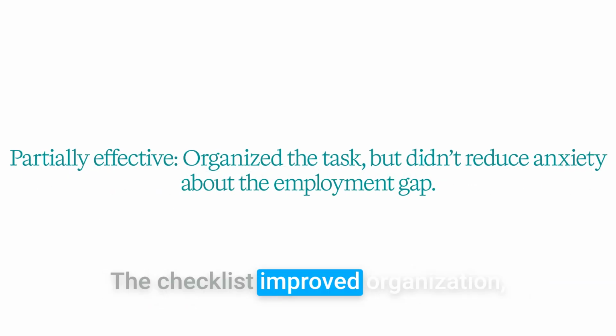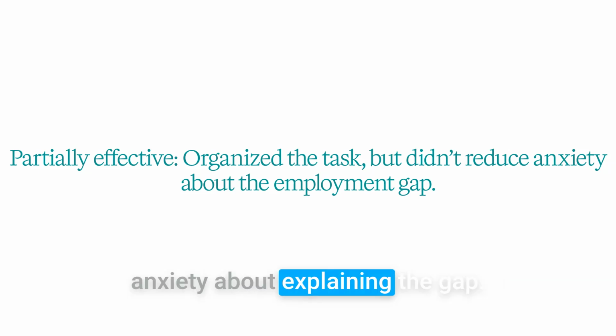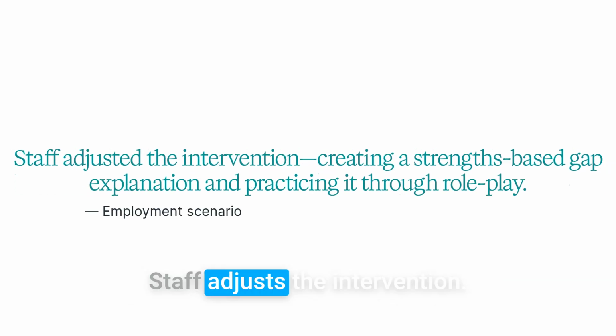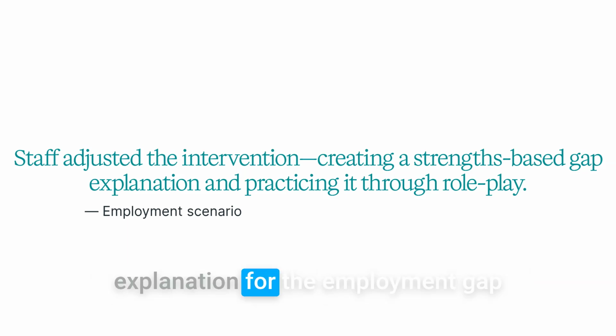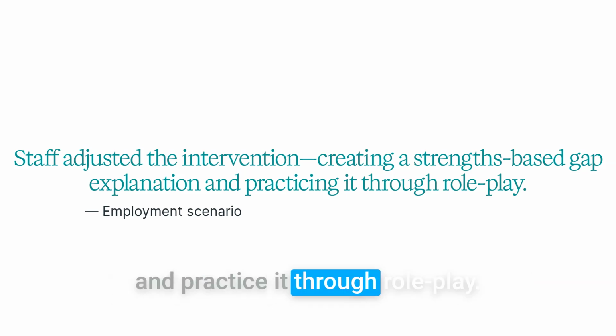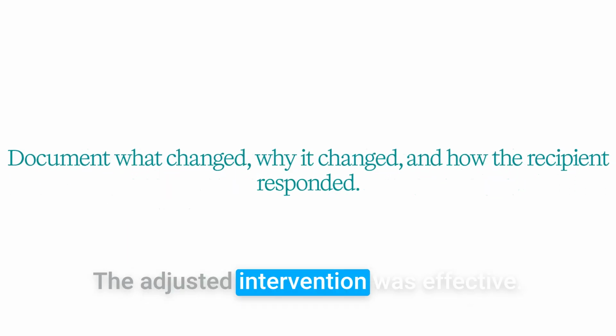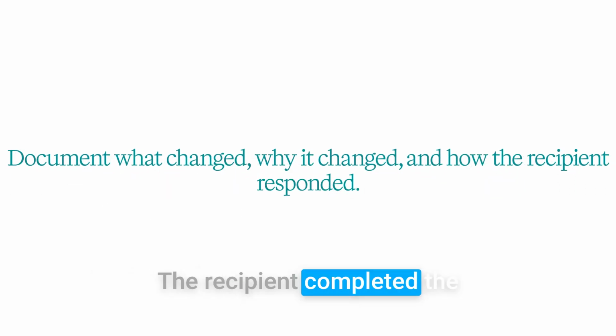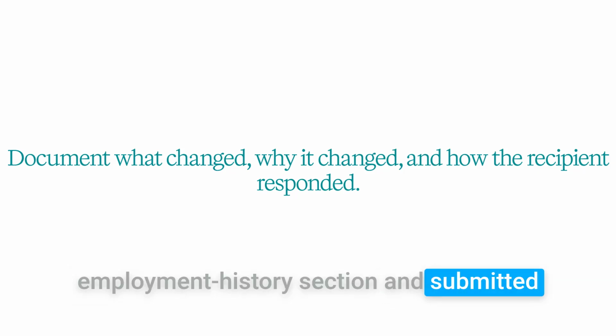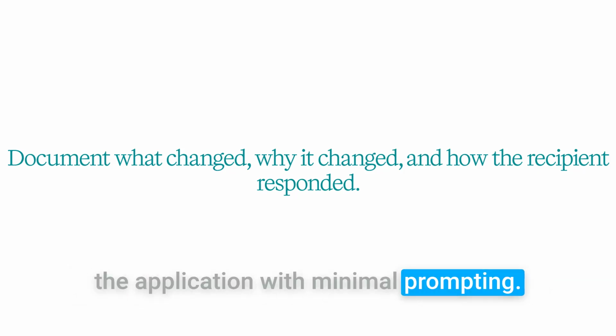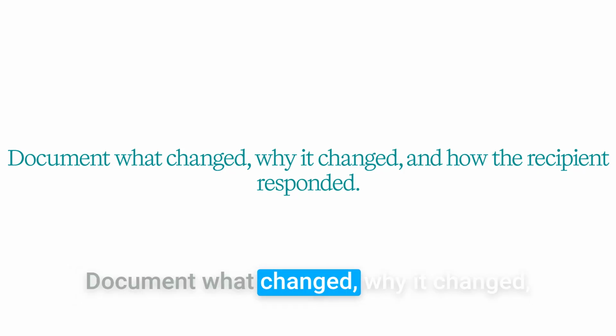The checklist improved organization, but it did not address the recipient's anxiety about explaining the gap. Staff adjusts the intervention. Together, they create a strengths-based explanation for the employment gap and practice it through role play. The recipient practices 3 times and returns to the application. The adjusted intervention was effective. The recipient completed the employment history section and submitted the application with minimal prompting. Document what changed, why it changed, and how the recipient responded.